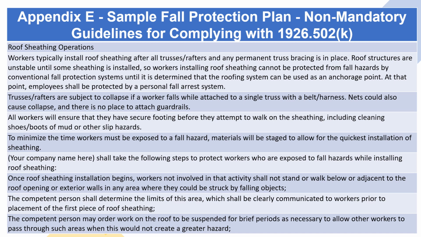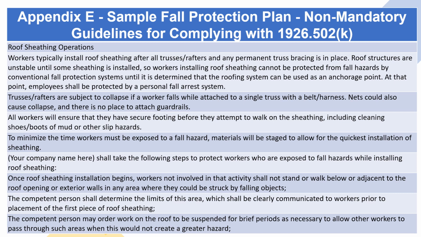Roof sheathing operations. Workers typically install roof sheathing after all trusses/rafters and any permanent truss bracing is in place. Roof structures are unstable until some sheathing is installed, so workers installing roof sheathing cannot be protected from fall hazards by conventional fall protection systems until it is determined that the roofing system can be used as an anchorage point. At that point, employees shall be protected by a personal fall arrest system.